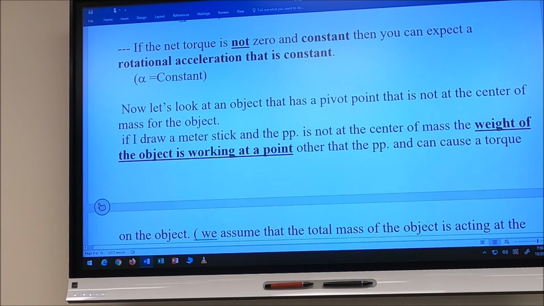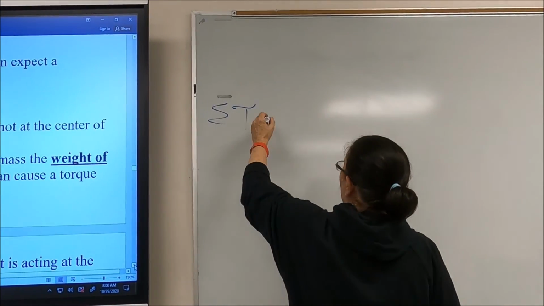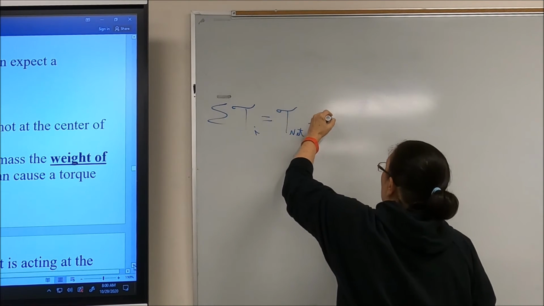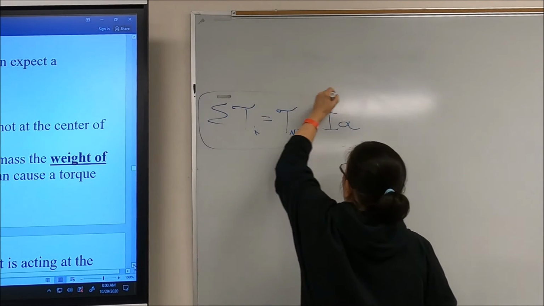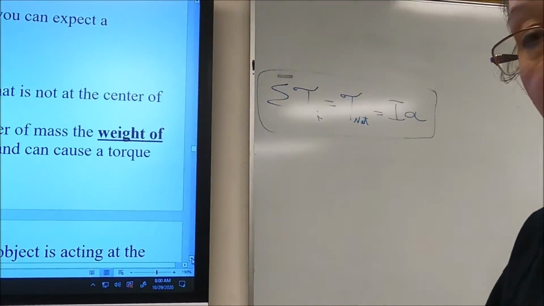Okay? All right, now what this is leading to is the fact that the sum of the torques, bring you back over here with me for a second. The sum of the torques acting on an object is equal to torque net, which is equal to I alpha. Okay, write that down, we'll come back to it. All right, kind of foreshadowing here.